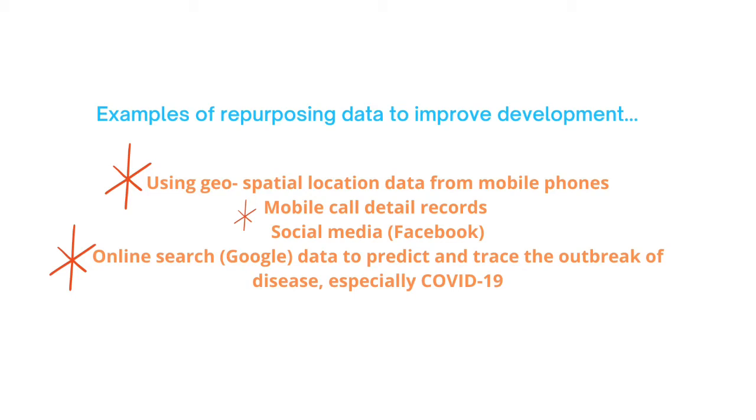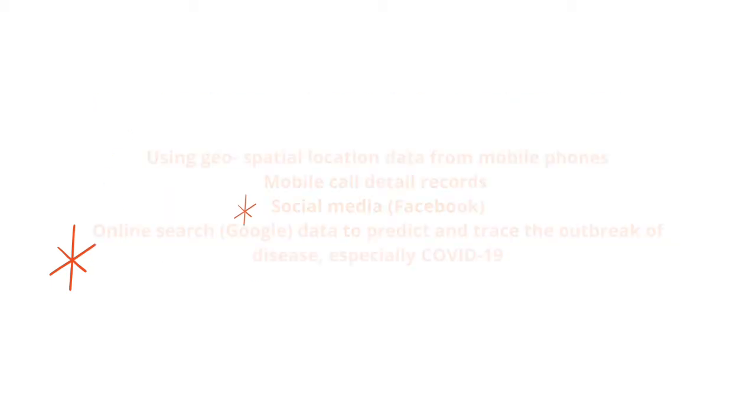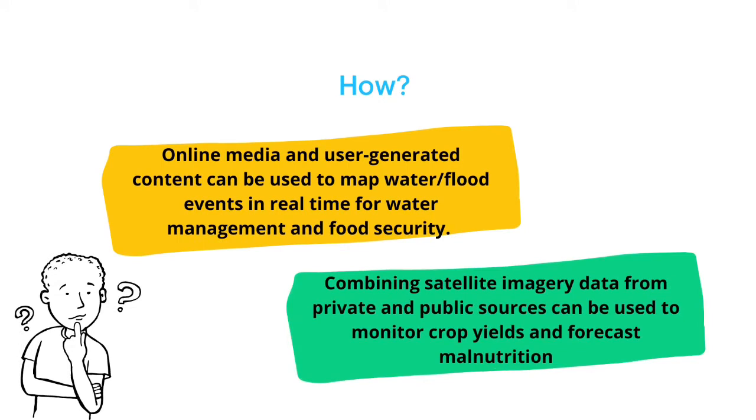So, how can data improve development? For example, online media and user-generated content can be used to map flood events in real time for water management and food security. Also, combining satellite imaging data from private and public sources can be used to monitor crop yields and forecast malnutrition.